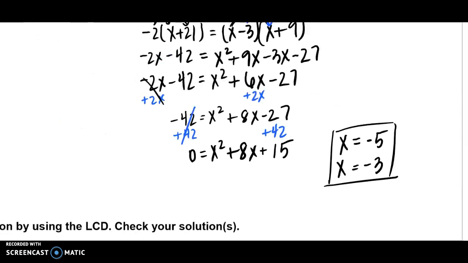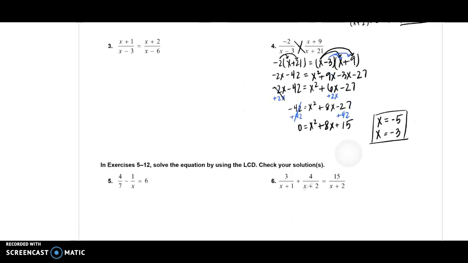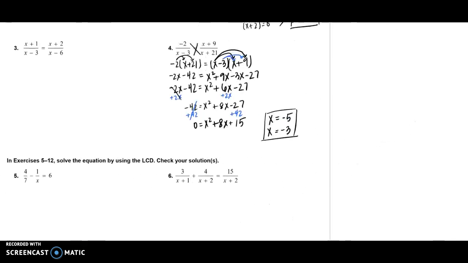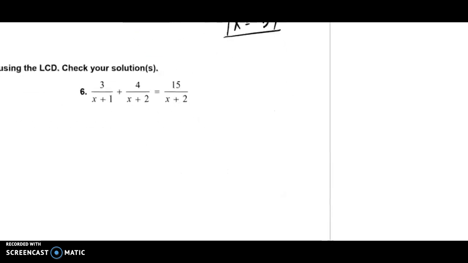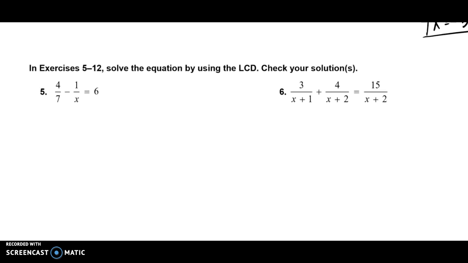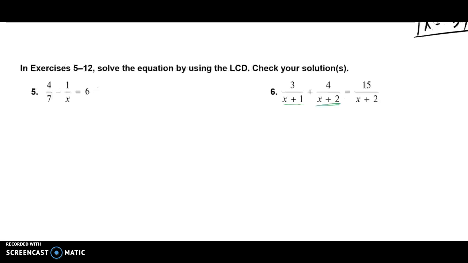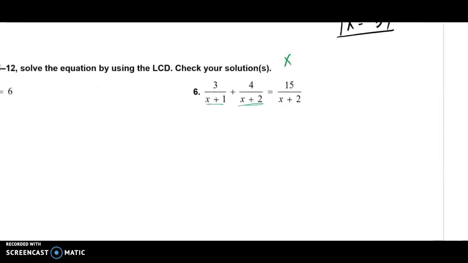Okay, moving on to numbers 5 through 12, it says solve the equation by using the least common denominator. Check your solutions. So for these, our least common denominator would be x plus 2 times x plus 1. This is what we did on the last notes.